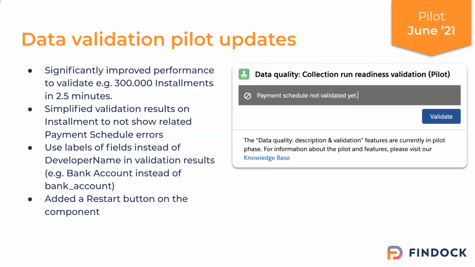The biggest one is that with the previous release, this already worked functionally, but we know it didn't work well enough or fast enough on large data sizes. For example, we have customers who did it on hundreds and hundreds of thousands of records, and it took hours. Now we've optimized this in the backend, and internally we have tested a real set of data with 300,000 installments, and it was validated in 2.5 minutes.